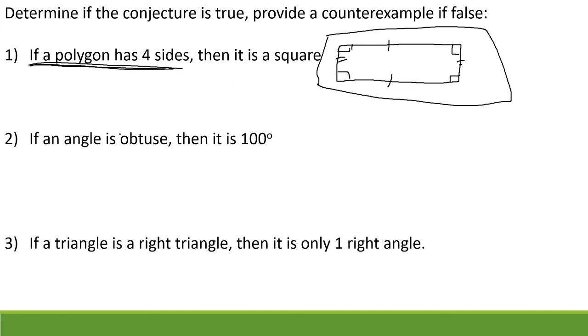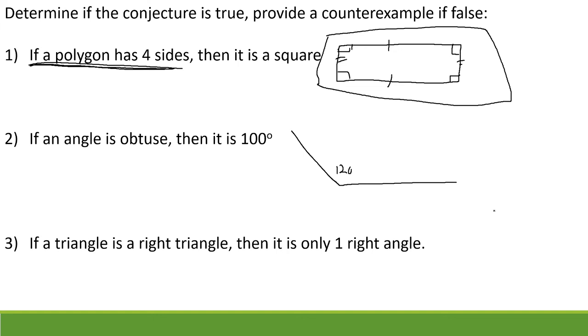So if an angle is obtuse, then it is 100 degrees. Well, that's again a fairly simple one to disprove. Here's an obtuse angle. We can just call it 120. 120 is an obtuse angle. It is definitely not 100 degrees, so that'd be my counterexample. So sometimes the counterexamples don't take that long to obtain because it's just a really quick picture draw.